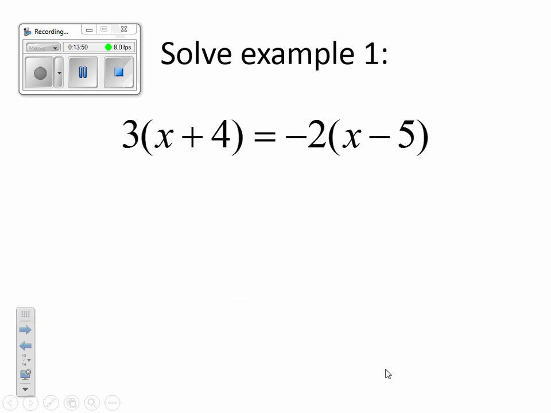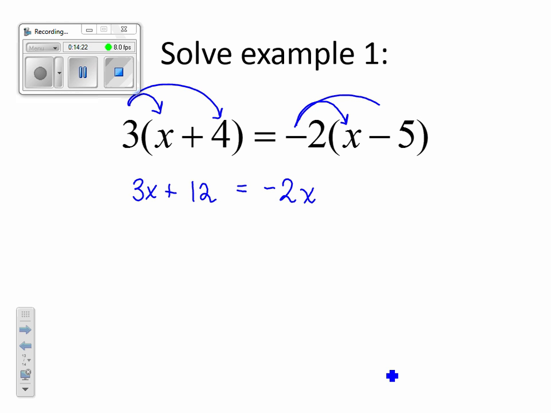Okay, so we are going to solve example 1, which means we want to get x alone. There's a few things we need to do here before we can get x alone, though. First, we need to use the distributive property. 3 times x is 3x. 3 times 4 is 12. -2 times x is -2x. -2 times -5 is +10.